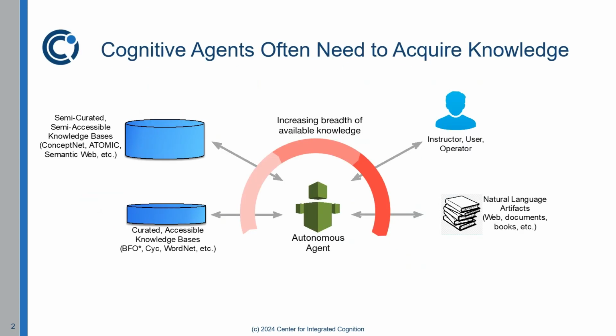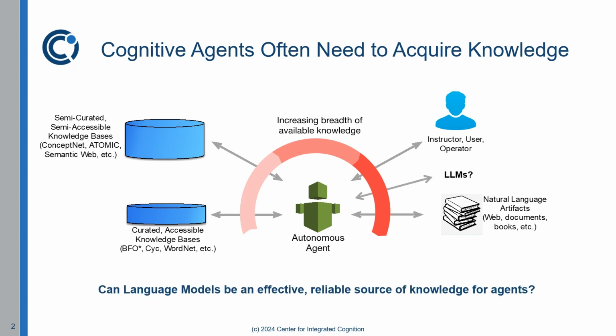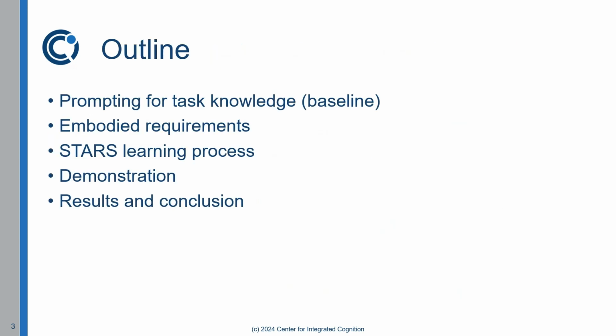Cognitive agents often need to acquire knowledge. There are many available knowledge sources, from curated knowledge bases like Psych to semi-curated knowledge bases to instructors and natural language artifacts like documents and books. The question is, where do large language models fit, and can they be an effective and reliable source of knowledge for agents?